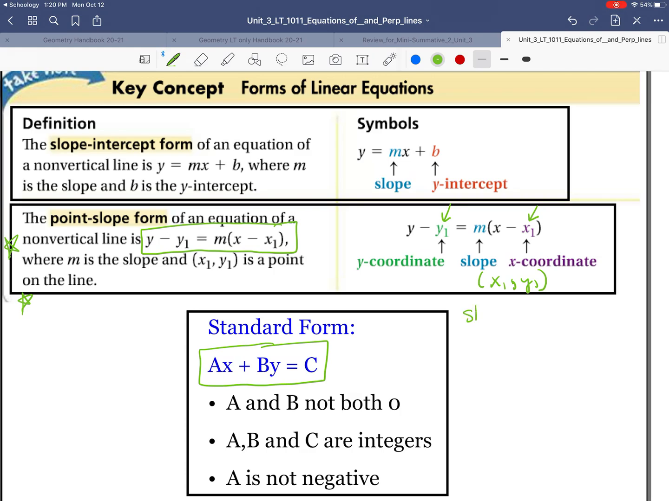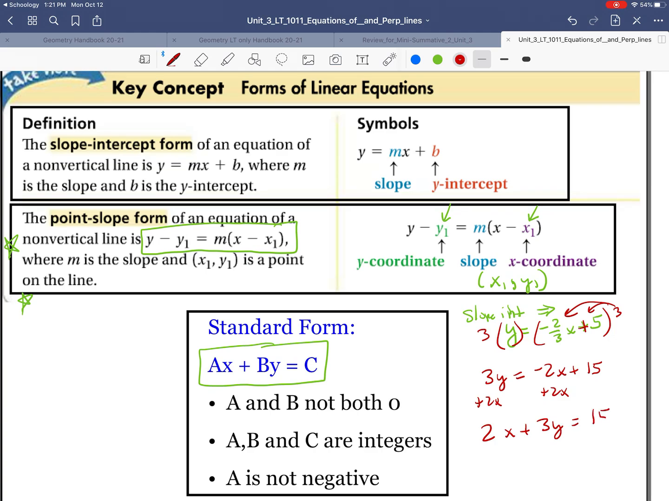For example, slope-intercept form can look like y equals negative 2/3 x plus 5. To change it to standard form, the first thing I would do is get rid of my fraction by multiplying both sides by 3. Now the 3 gets distributed in because you distribute over addition. So this gives me negative 2x plus 15. Then if I add 2x to both sides, I get 2x plus 3y equals 15. Here's my A, here's my B, here's my C.